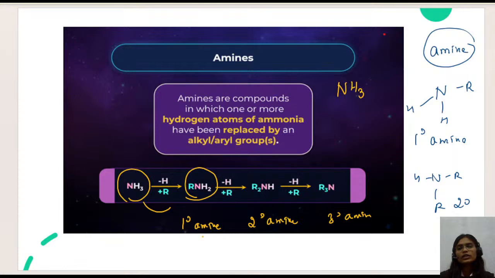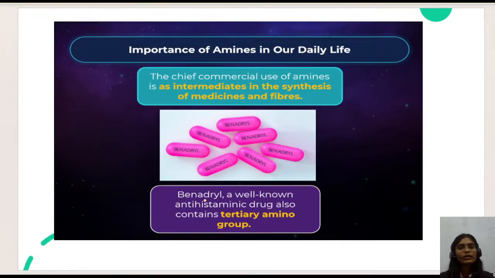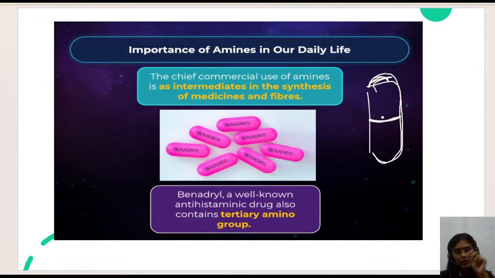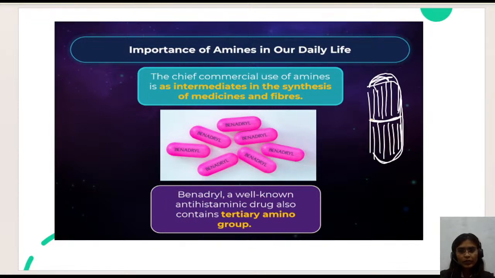Now the next question: what is the use of amines in our day-to-day life? Let's discuss the uses as well. Point number one, importance. Have you ever observed capsules? You know the coating of the capsule, the thing that dissolves in our body. This is a plastic-like cover on the capsule, and it is biodegradable, so once it enters our body it automatically degrades. This is made up of amines.